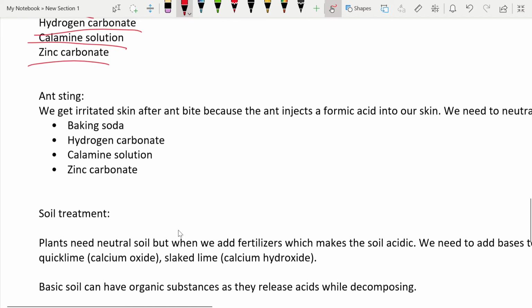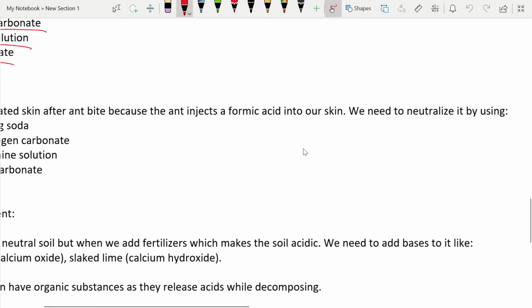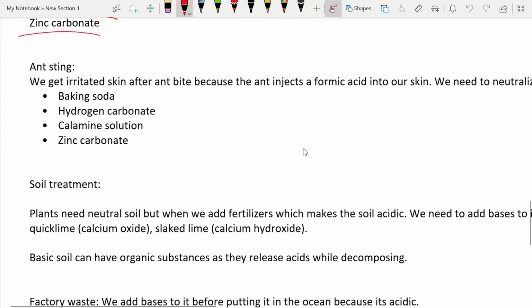Another common process of neutralization that takes place is when you get an ant sting. We get irritated skin after an ant bite because the ant injects formic acid into our skin. We need to neutralize it by using baking soda, hydrogen carbonate, calamine solution, or zinc carbonate.